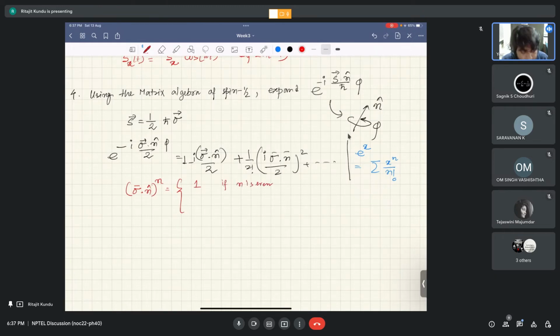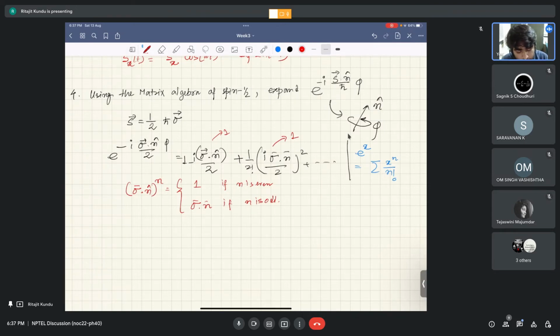Okay, so this will save you a lot of work. This will become sigma dot n if n is odd. You can clearly see from here that this will become the sigma dot n part, and this will become 1. So this will remain. The cubic term will also give rise to sigma dot n, so all of the odd terms you can keep as sigma dot n.